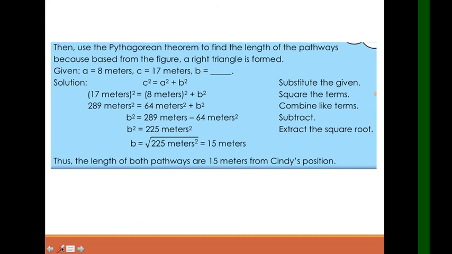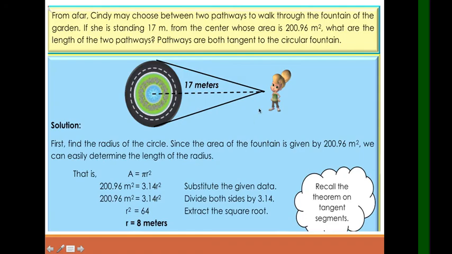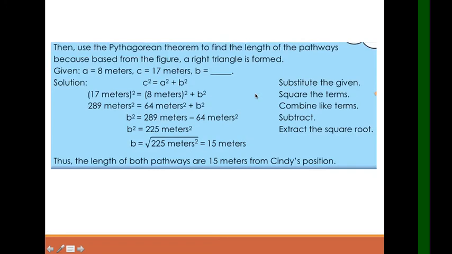To cancel squared, again, square root both sides. So, square root natin yan, dalawang yan. So, cancel na to. So, the square root of 225 is equal to 15 meters. Therefore, the length of both paths, kasi, sinasabi dito, 15 ito. So, kung 15 yan, therefore, 15 din to. Okay, so yung length ng both pathways are 15 meters away from the position of Cindy.